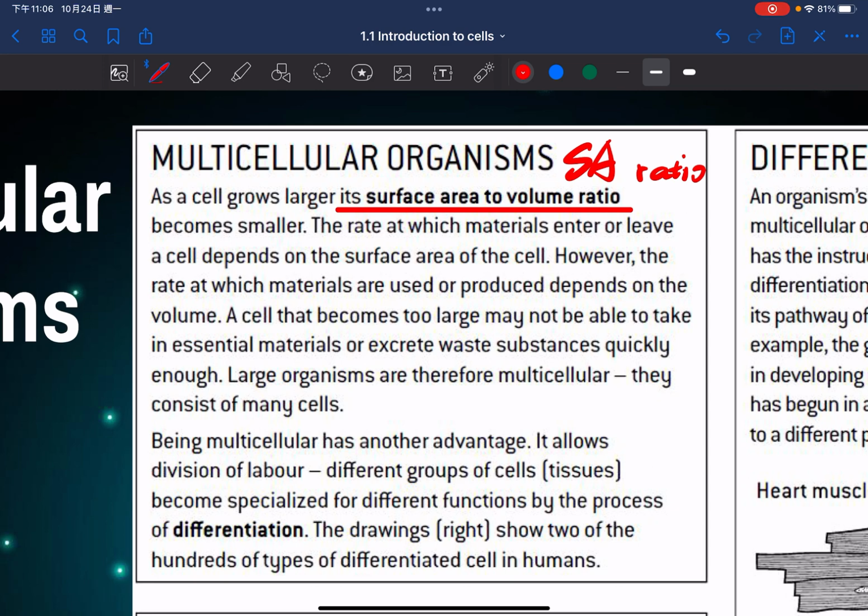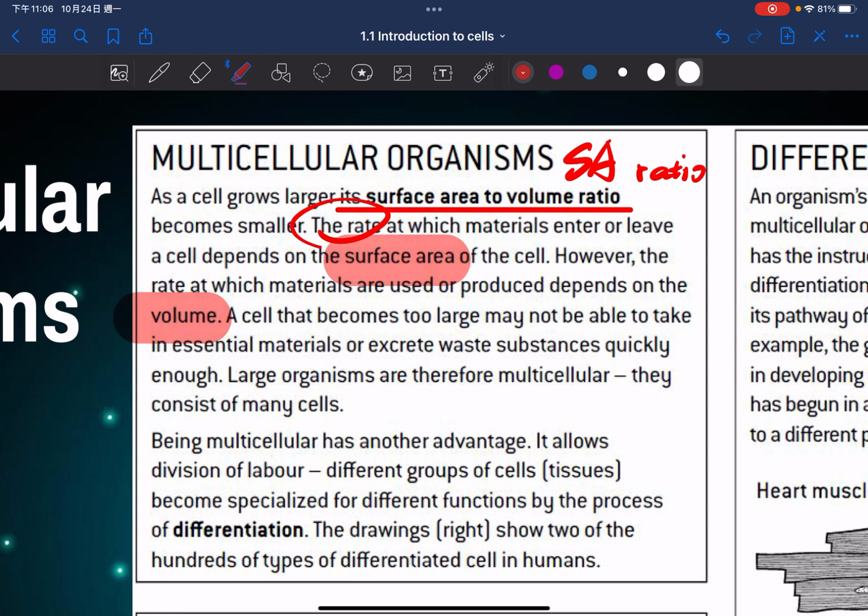So you can see that the rate at which minerals enter or leave a cell depends on the surface area of the cell. However, the rate at which materials are used or produced depends on the volume. Okay? So we can see the two key terms, surface area and the volume.